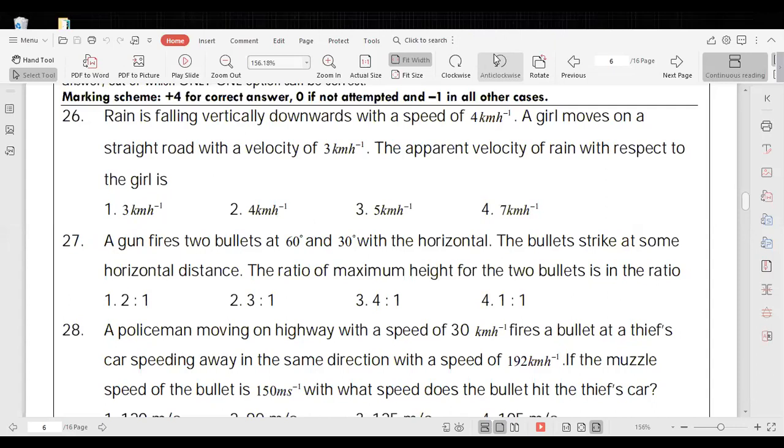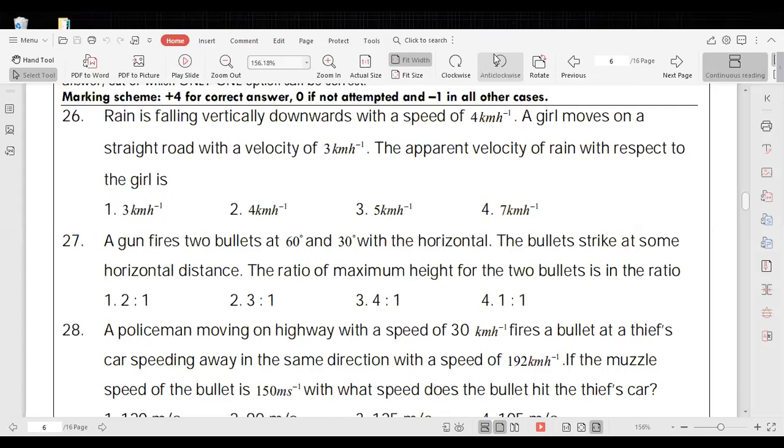So from this, the velocity of the bullet we need is equal to velocity of the bullet with respect to man plus velocity of the man. Velocity of the bullet with respect to man is 150. Now we substitute 150 plus velocity of the man, 25 by 3. This is equal to 450 plus 25, 475 by 3. That is the velocity of the bullet.